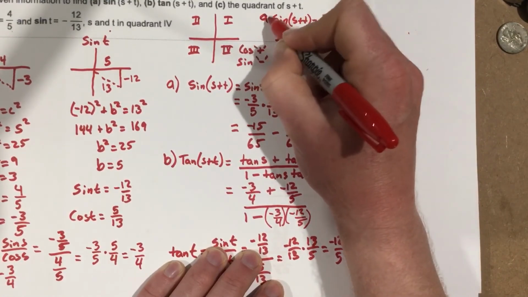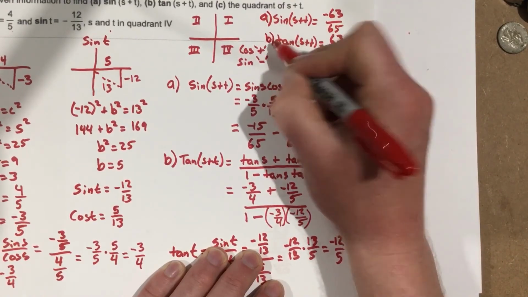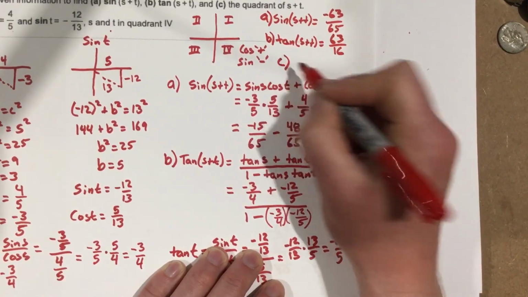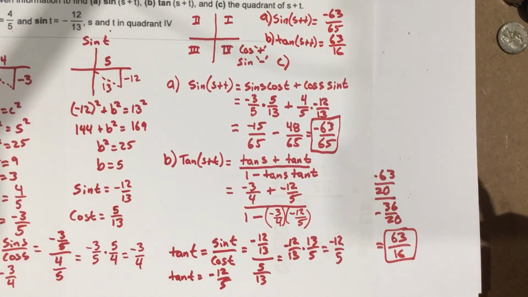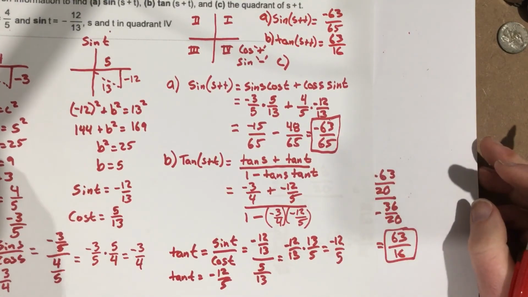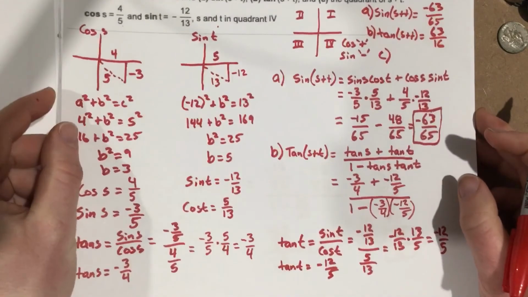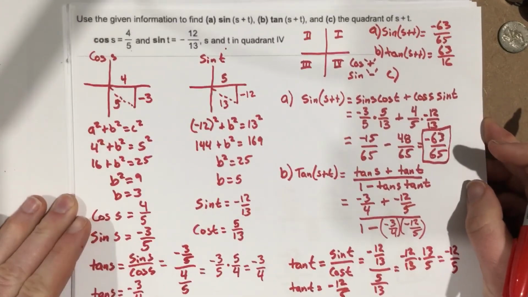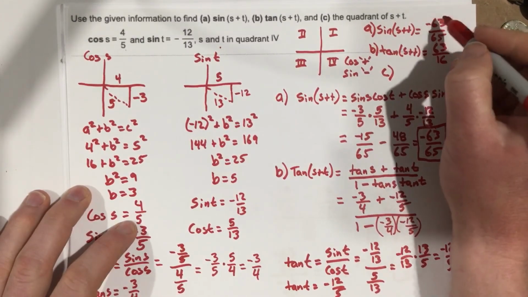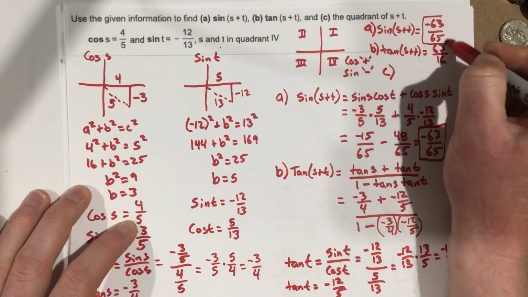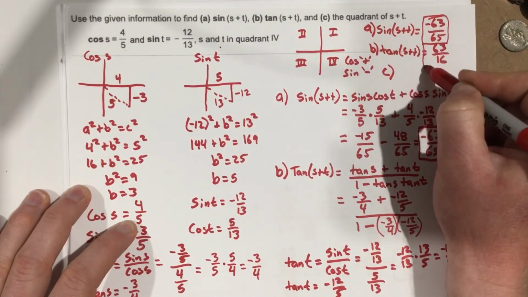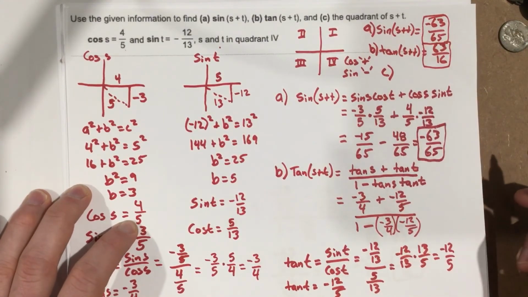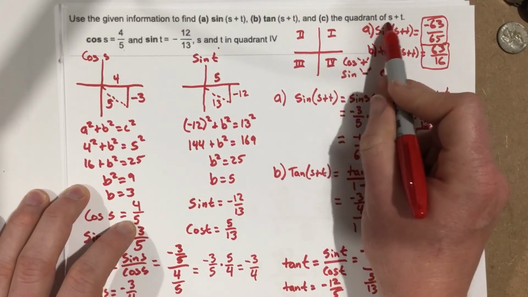So this is part A. Part B. Now let's put in part C. It says, what quadrant is S plus T in? So I'm going to move this over, cover up that work for a second. These were our answers for part A and B. So part C, what quadrant is S plus T in?